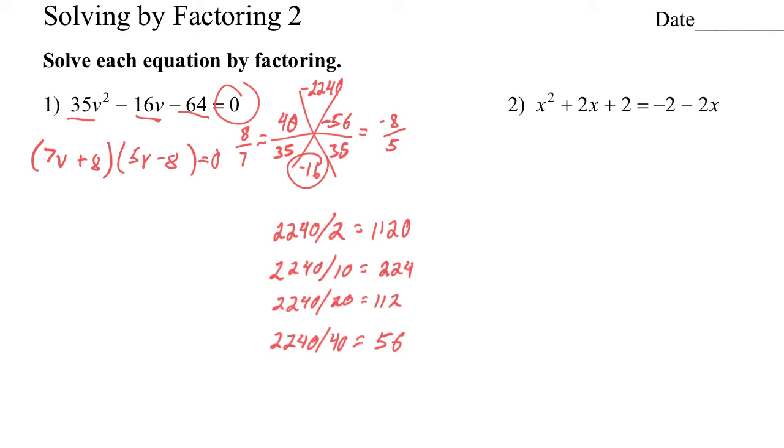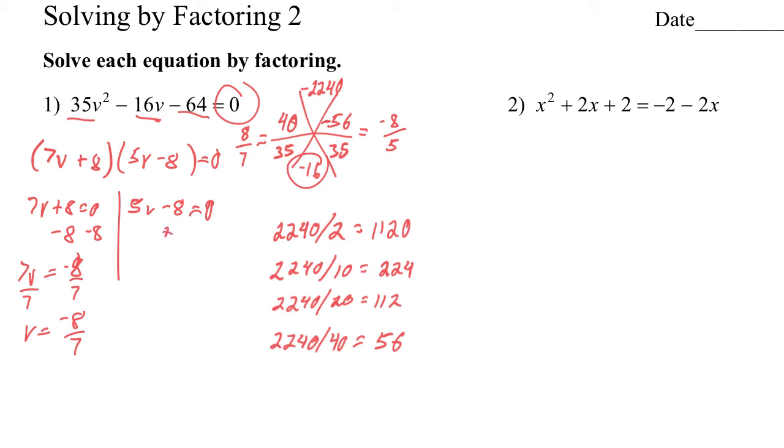So we have 7v plus 8 equals 0, and 5v minus 8 equals 0. So solve them both for v, and then we have our solutions. So I'm going to subtract 8 on both sides of this one. Remember to keep them separate. So we have 7v equals negative 8. And then I'm going to divide by the 7. So v is negative 8 over 7. So that's one of my solutions.